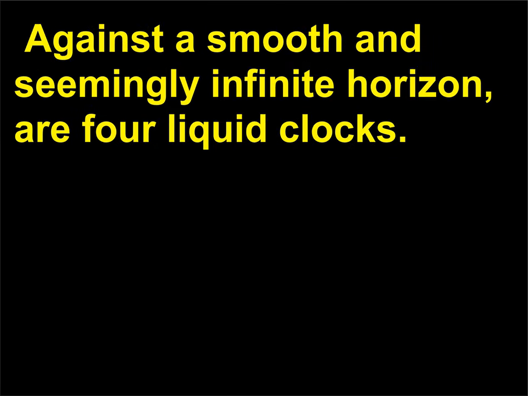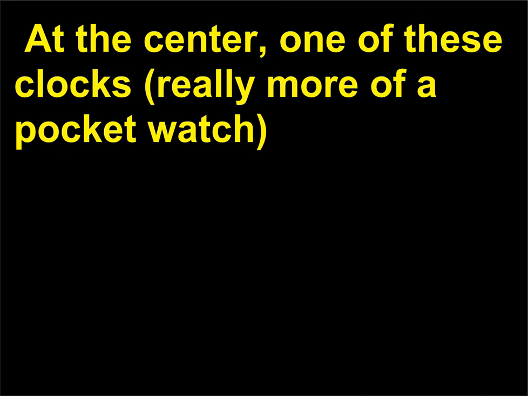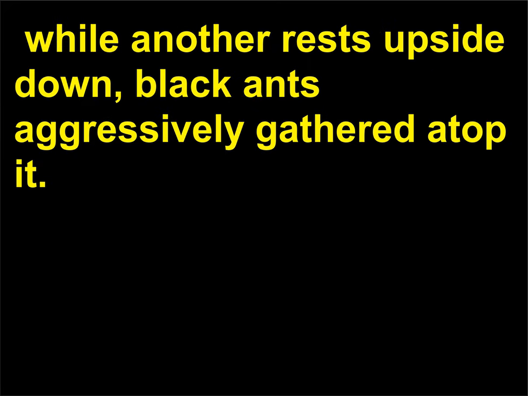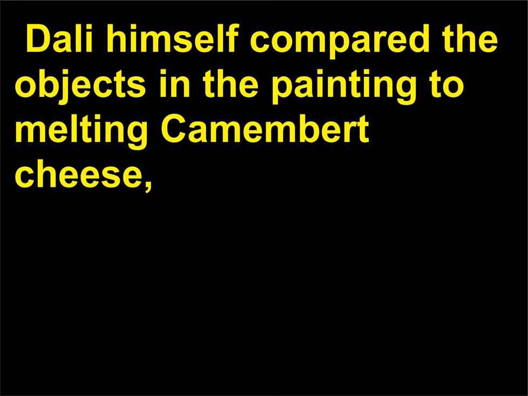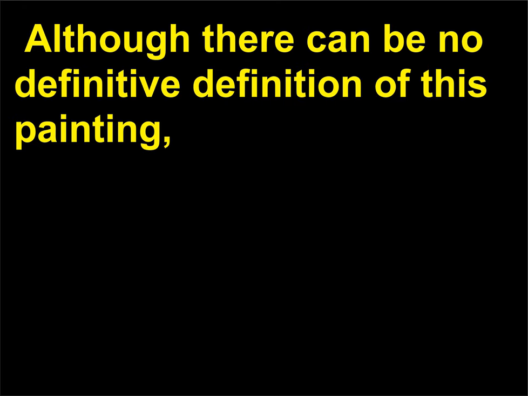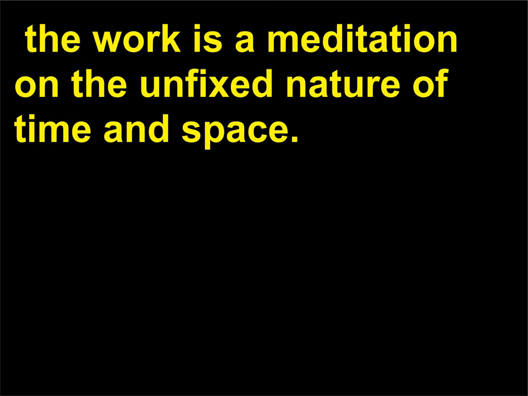Against a smooth and seemingly infinite horizon, are four liquid clocks. At the center, one of these clocks, really more of a pocket watch, curls over what appears to be a boneless, fish-like face. Another clock oozes off the side of a table-like surface, while another rests upside down, black ants aggressively gathered atop it. Dali himself compared the objects in the painting to melting camembert cheese. And the entire scene is fixed in an impossible state of timeless transformation. Although there can be no definitive definition of this painting, the work is a meditation on the unfixed nature of time and space.